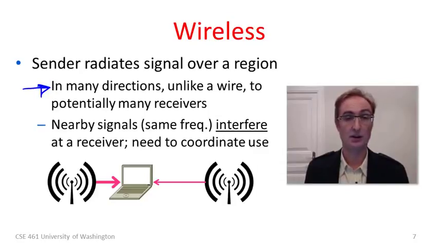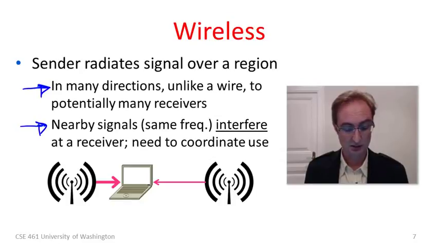This has an advantage that it can reach potentially many different receivers at the same time, to everyone in the vicinity, but it also causes a sizable complication for using wireless systems: that nearby signals, which have been transmitted on the same frequency, can interfere with one another at the receiver.